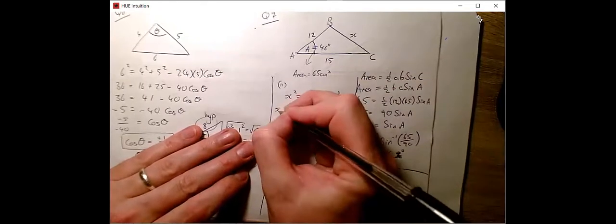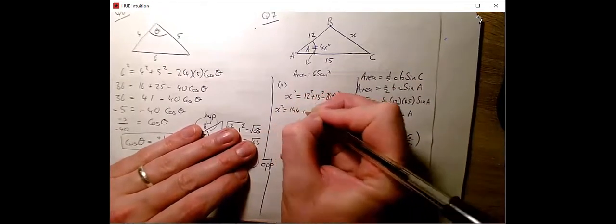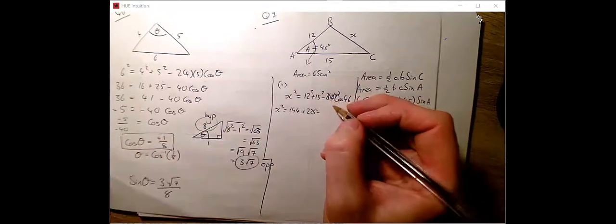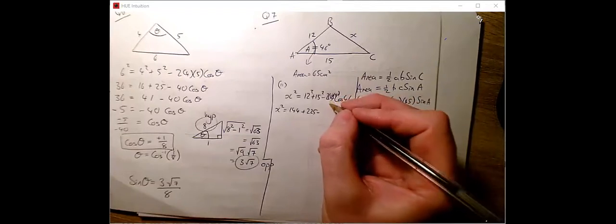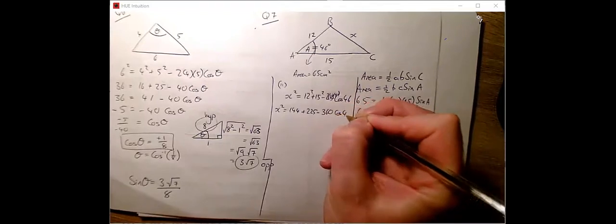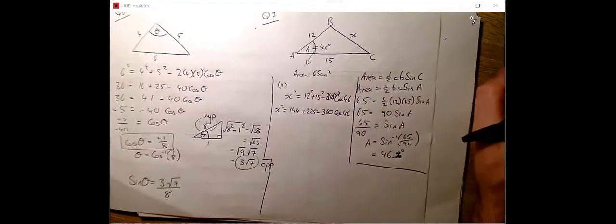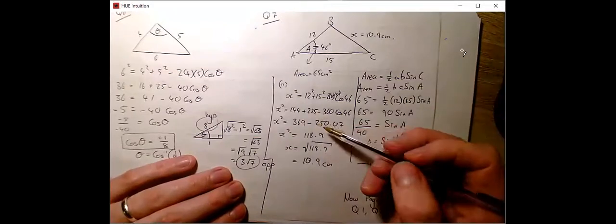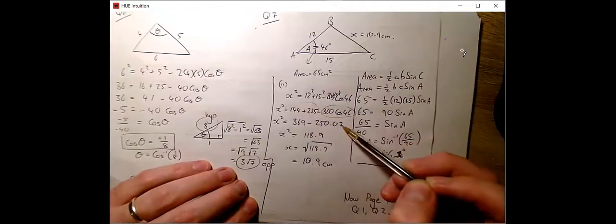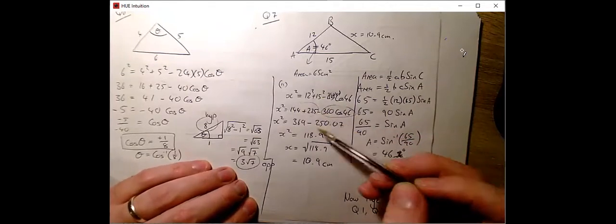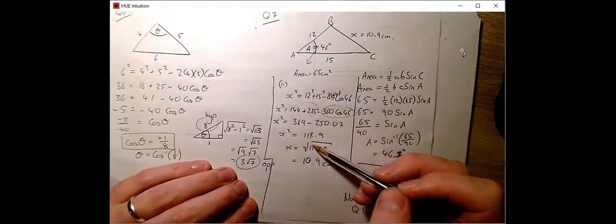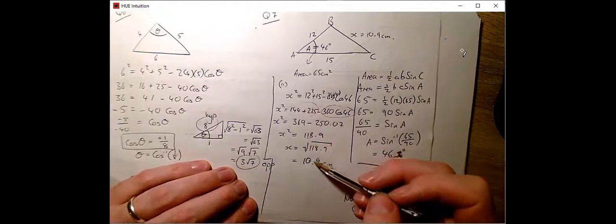Let's tidy that up. X squared is 144 plus 225, minus twice 12 is 24, twice 15 is 30, times 12 is 360, cos 46. Okay, so here's the calculator work on that. X squared is 369 minus, that comes out as 250.07. Take that away, you're left with 118.9. So that's x squared. Take the square root to get x is the square root of 118.9, which is 10.9 centimeters.